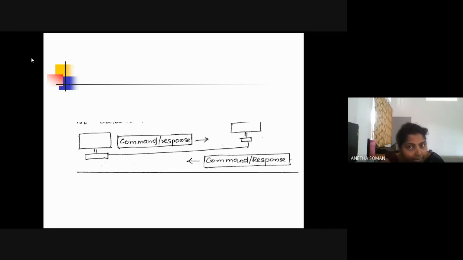Now, what is combined? Both stations can send commands as well as responses. So HDLC does not support balanced multi-point connection. It supports only balanced point-to-point connection, and the stations are of combined type. Combined type, as I have just told, means both stations can send commands as well as responses. Understood this one? What is HDLC?